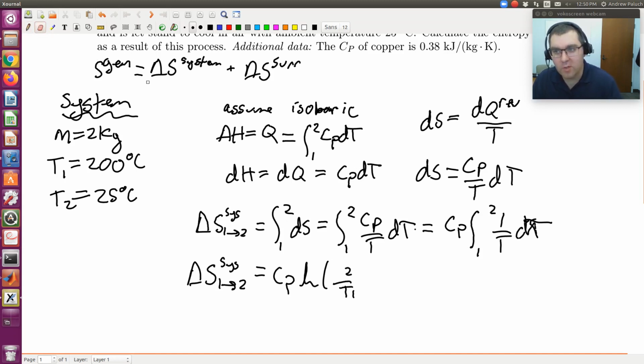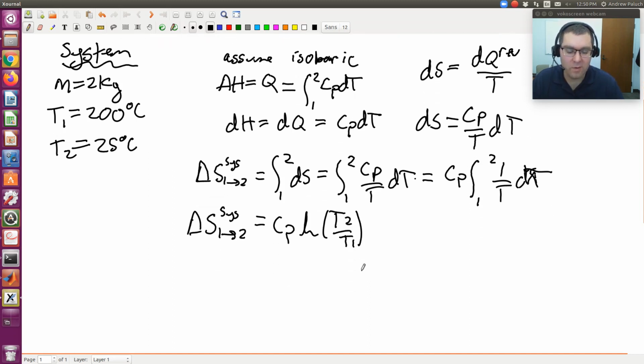Now I have a ratio of temperatures, so again, you need to make sure that you're using absolute units of temperature here, so use Kelvin and not degrees C as we're given. We'll jump over to MATLAB and compute that in just a second.